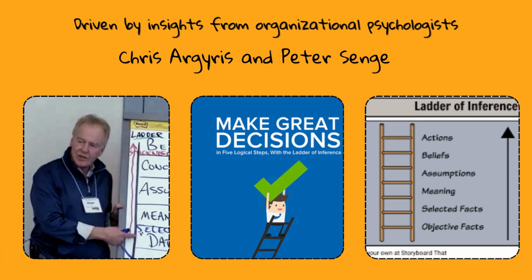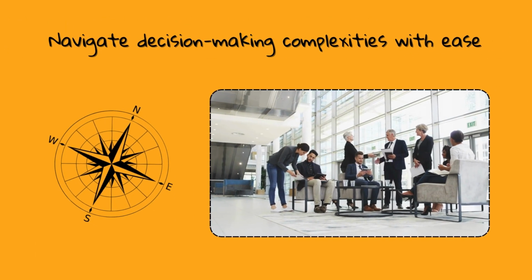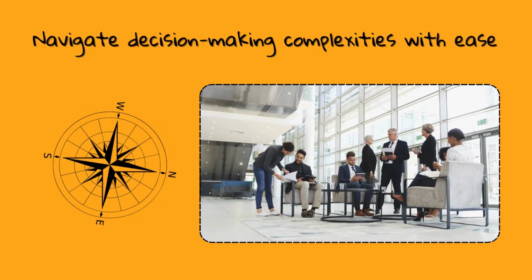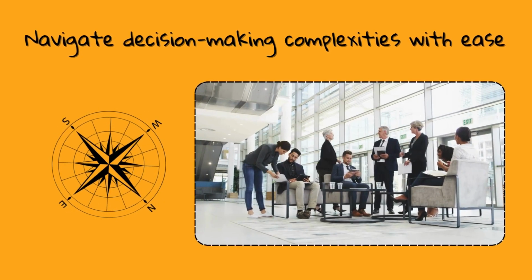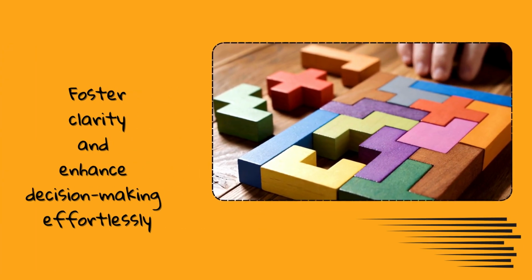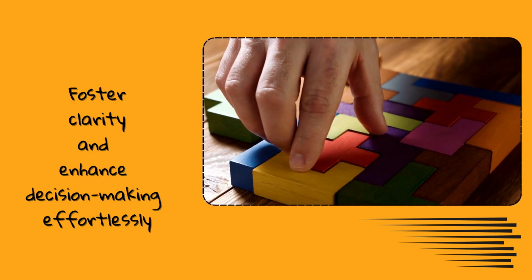A powerful tool inspired by the work of organizational psychologists Argyris and Senge. This template guides individuals and teams through a structured thought process to navigate the complexities of decision-making. This template has 6 key sections and 7 key steps, which together act as a ladder to enable structured thinking, helping you reach greater clarity and better decisions as a consequence.